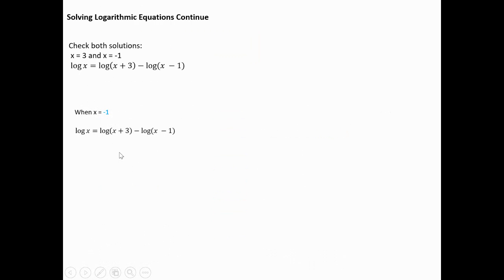We can check both sides, right? But one thing I want to tell you is that the logs cannot be negative. You see, if we plug in negative 1 there, it's going to be undefined, so the logs cannot be negative. See, not defined. So that means negative 1 is not a solution.